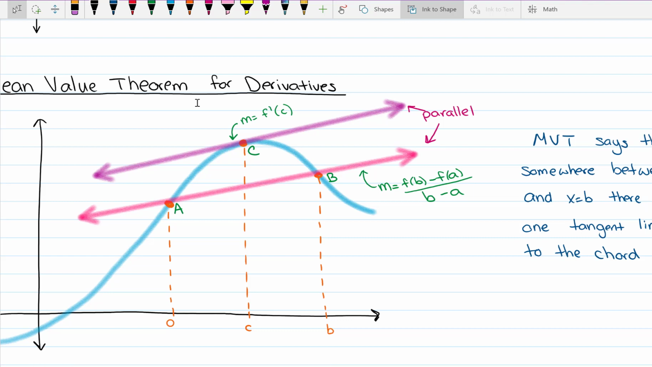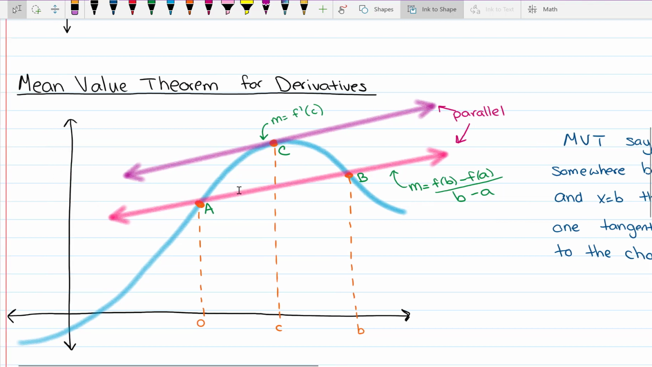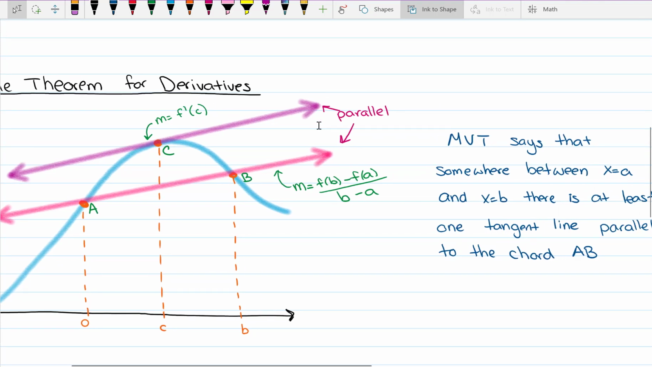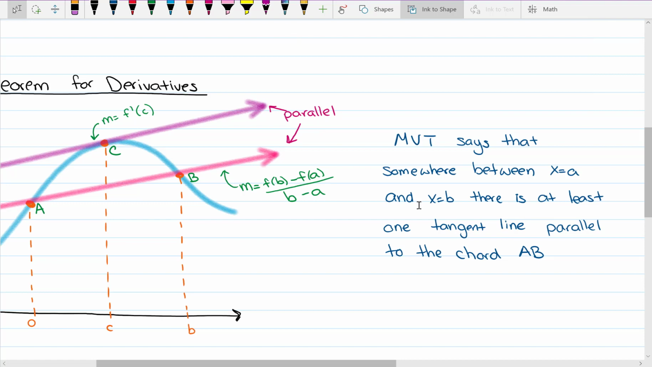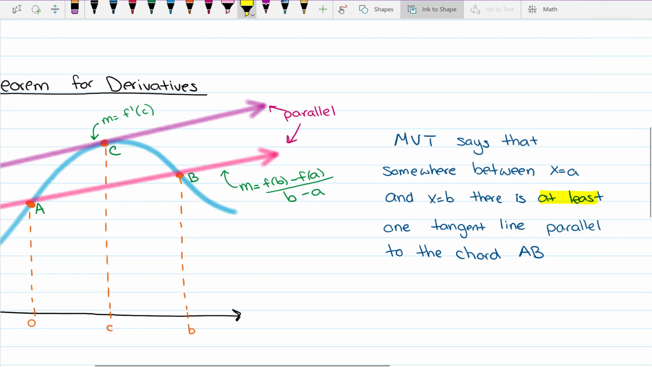But the mean value theorem actually says that if you were to connect the endpoints of a graph, or any 2 points on a graph for that matter, then there is a point in between those such that the slope of the tangent line is the same. So right here I kind of wrote down, not in mathematical terms, but more in just common terms. The mean value theorem says that somewhere between x is equal to A and x is equal to B, there is at least, now there could be more than one, so there is at least one tangent. I'm going to highlight that. There is at least one tangent that is parallel to the chord AB.